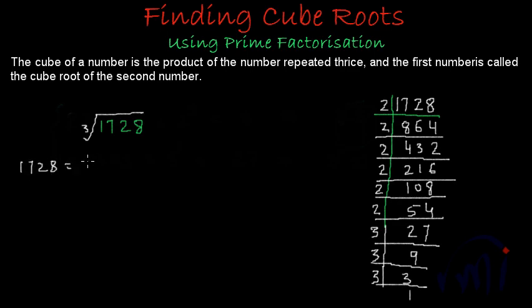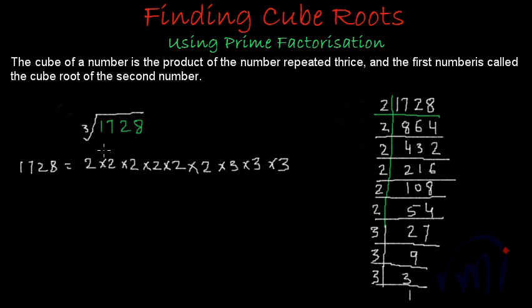1728 is 2 multiplied by 2 multiplied by 2 multiplied by 2 multiplied by 2 multiplied by 2, 6 times, multiplied by 3 multiplied by 3 multiplied by 3, 3 times. So there are 6 repetitions of 2 and 3 repetitions of 3. Right? So how to find the cube root?